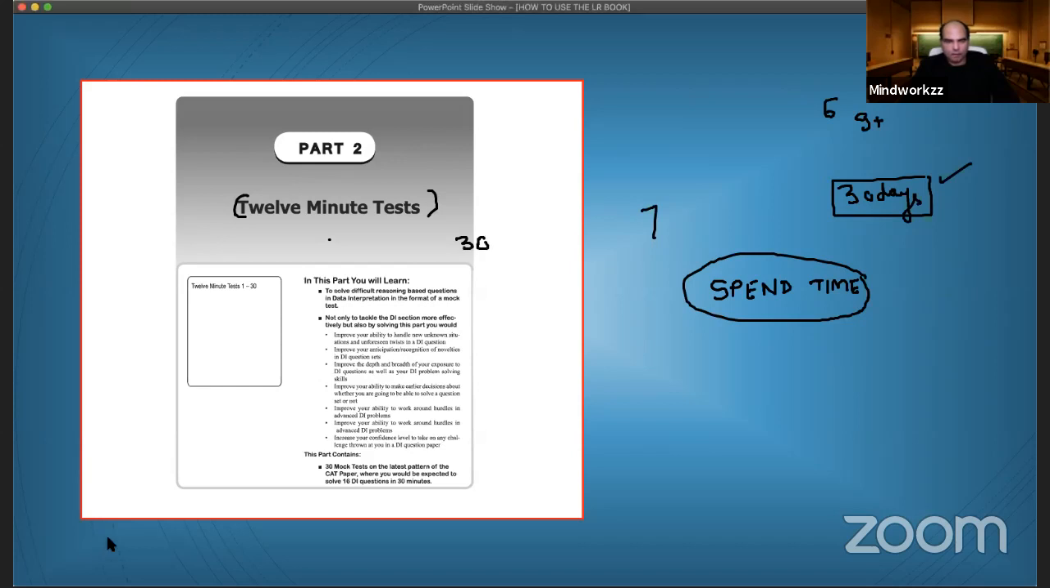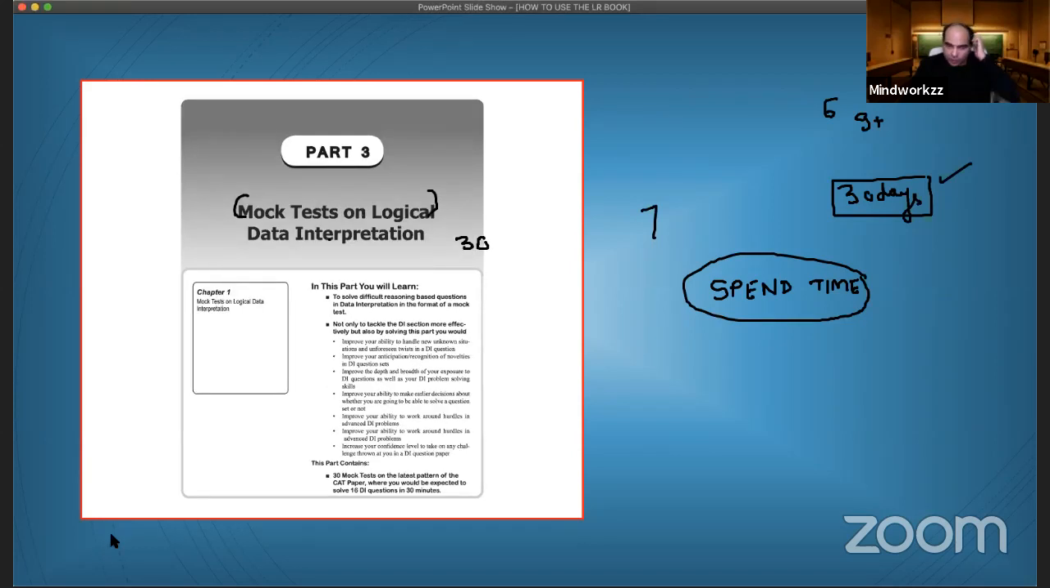And then when you go to the mock test on logical data and prediction, this is 16 questions, 4 sets each, and there are 30 mock test papers. So it's 120 sets more. So if you look at this together, 30 plus 30 plus 120, it gives you total exposure of 180 sets, which is more than enough.